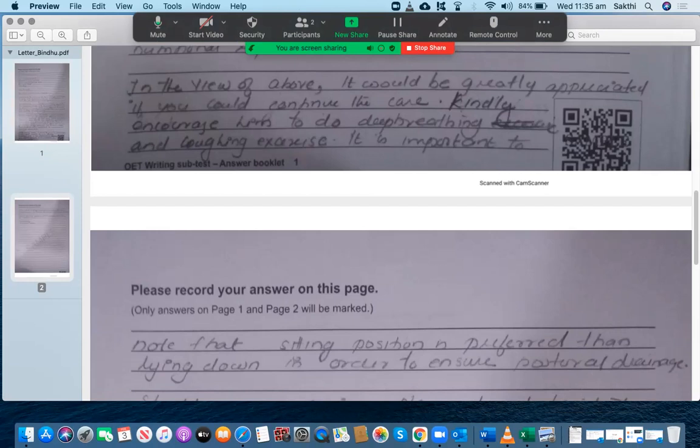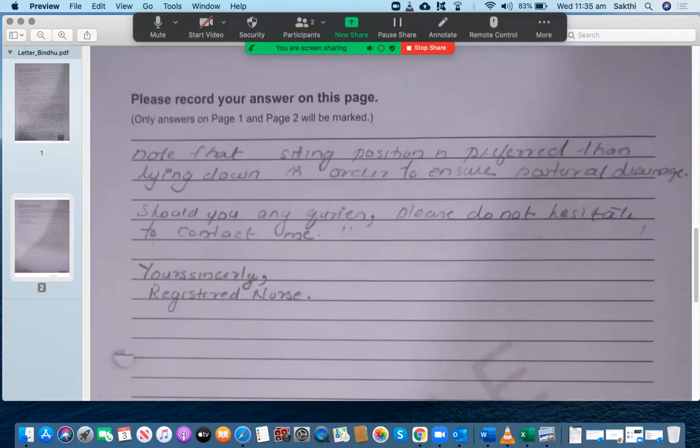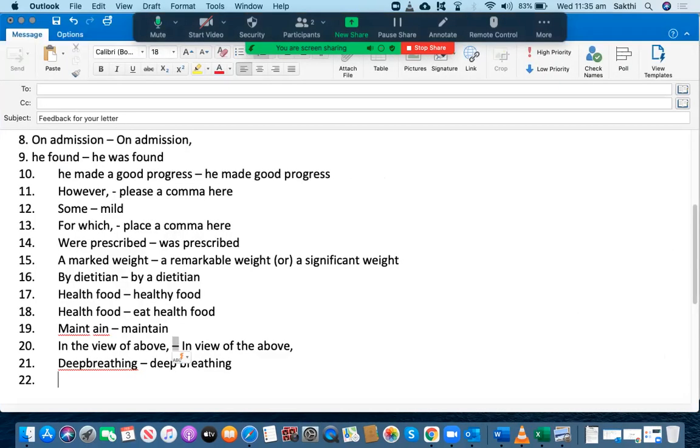And coughing exercises. It is important to note that sitting position is preferred. Okay, all right. It is important to note that. Do not write down unnecessary words. Simple. You can shorten down the words. Please note that. That's okay.